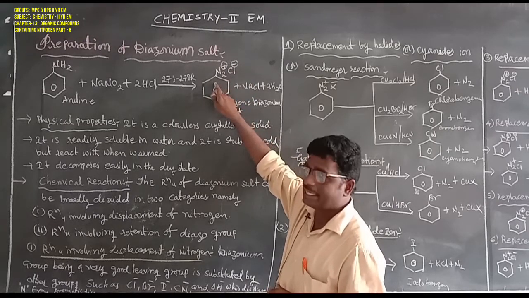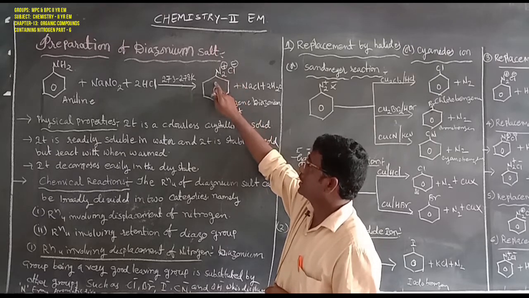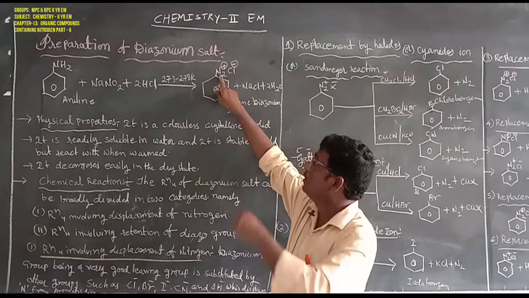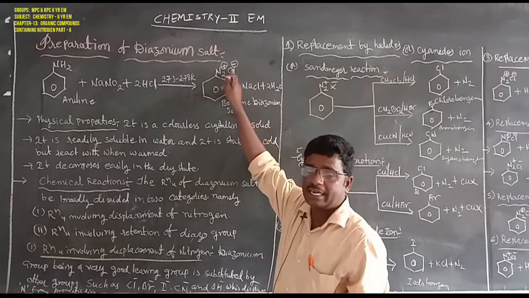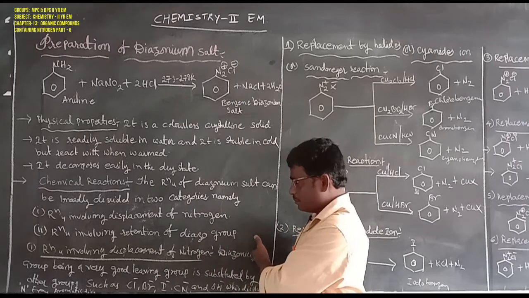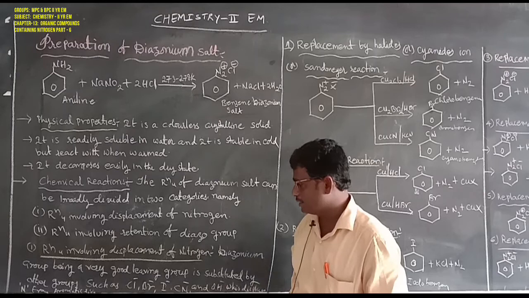Aromatic ring, also called a diazonium salt. Diazonium salt bonding with the N2 plus Cl minus. Here is the benzene diazonium, N2 Cl minus, also known as diazonium chloride.